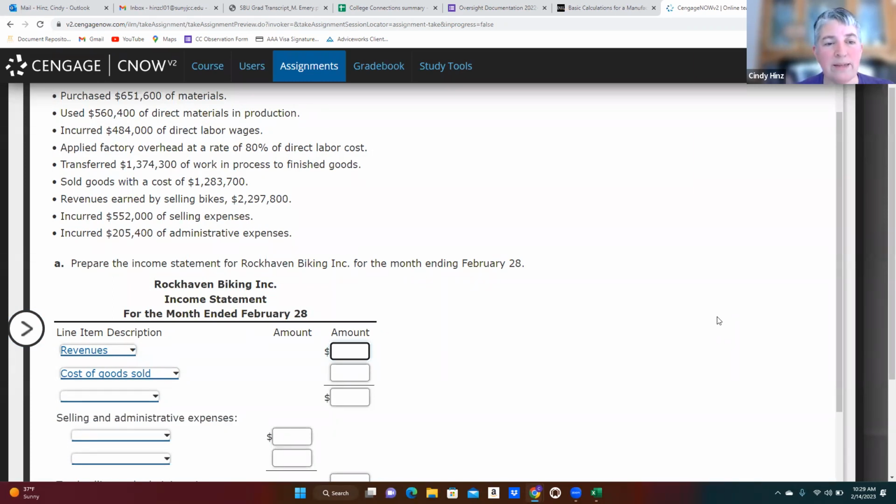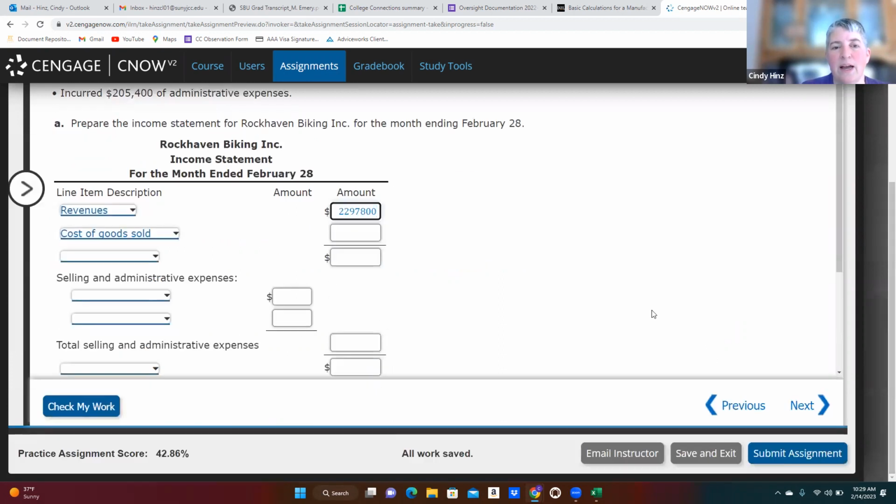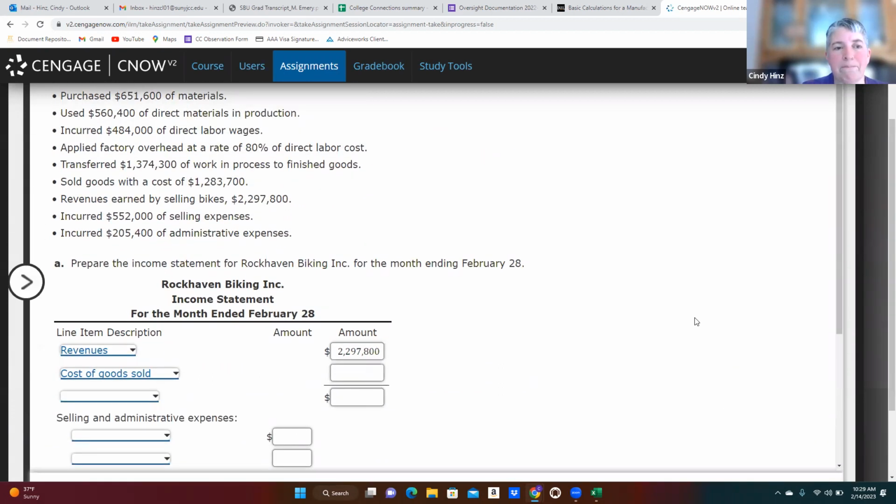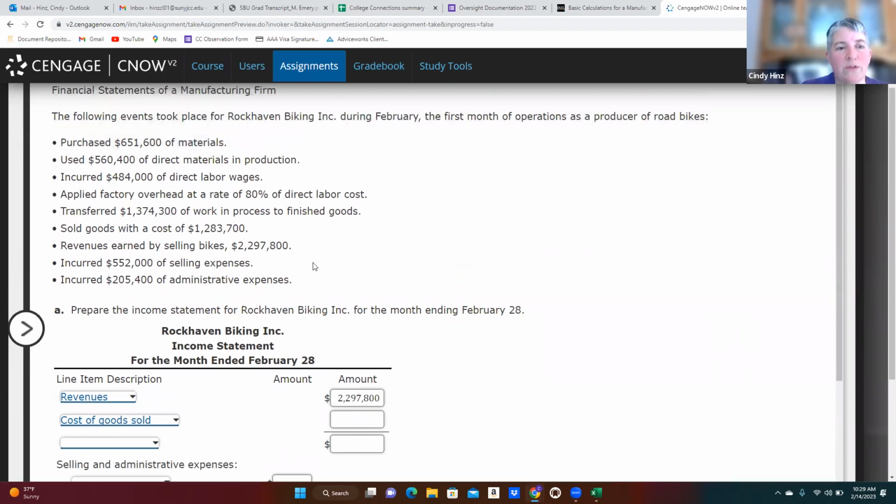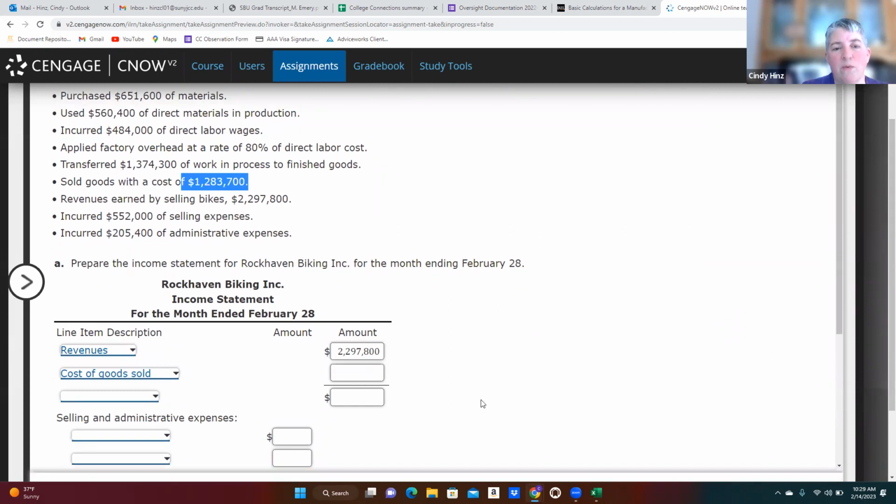So as I said, all income statements are going to start with our revenues or sales. And I can see in the third bullet point up from the bottom, revenues earned by selling bikes. $2,297,800 is our sales figure. And we need to subtract from that our cost of goods sold. And it tells us right here, we sold goods with a cost of $1,283,700.